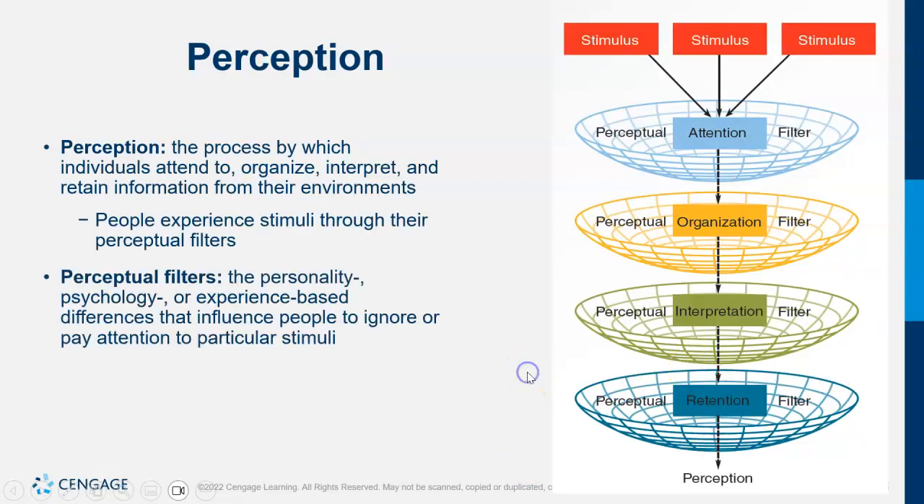One piece of communication that's important is perception, which is how individuals attend to, organize, interpret, and retain information. We have different filters, such as our personality, psychology, and experiences, and these all influence how we pay attention to, or choose not to pay attention to, our messages. Not only do we have to pay attention, we also have to organize that information, interpret it and make sense of it, and then retain it. All of these impact our perceptions.